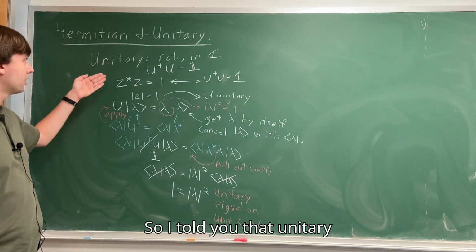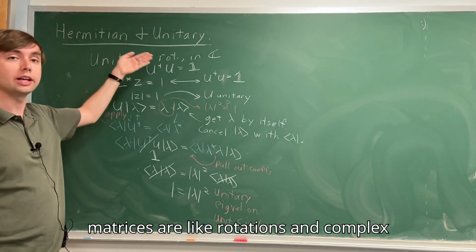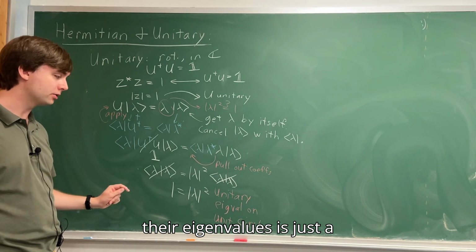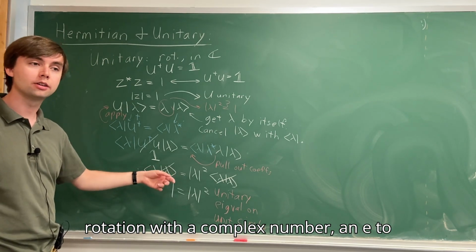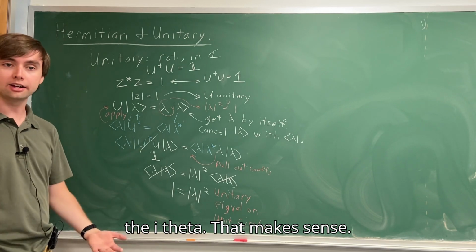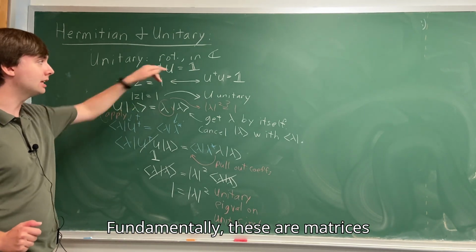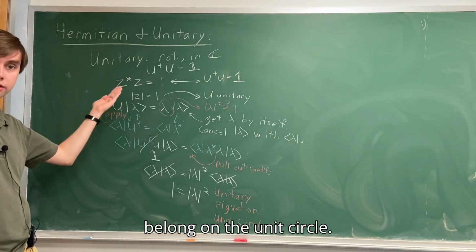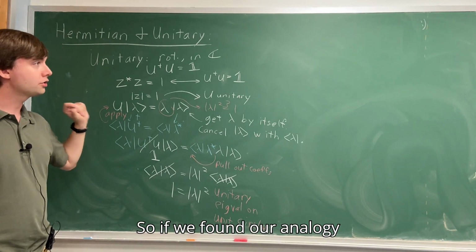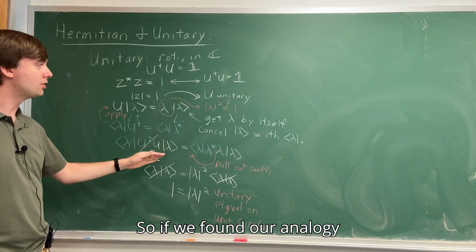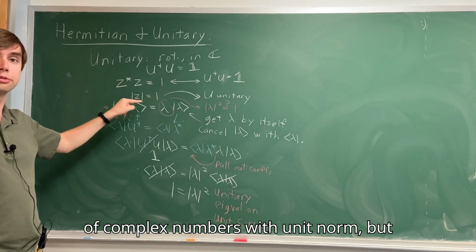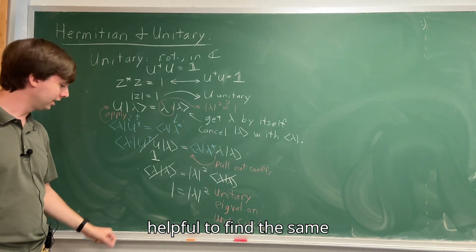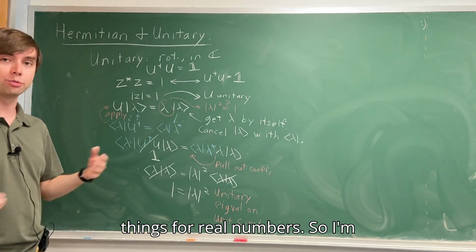So I told you that unitary matrices are like rotations in complex numbers. And sure enough, every one of their eigenvalues is just a rotation with a complex number, an e to the i theta. That makes sense. Fundamentally, these are matrices built out of e to the i thetas that belong on the unit circle. So if we found our analogy of complex numbers with unit norm, but in matrices, it would be really helpful to find the same things for real numbers.